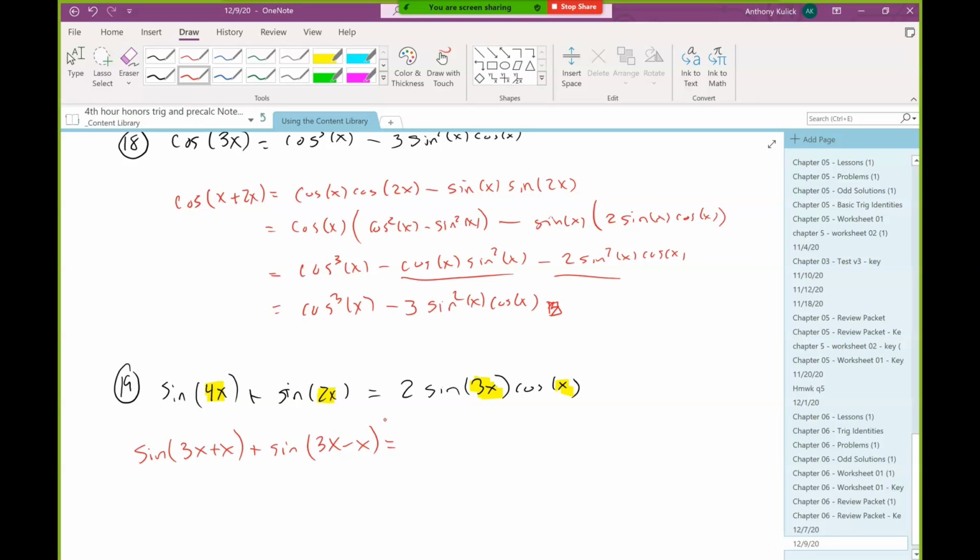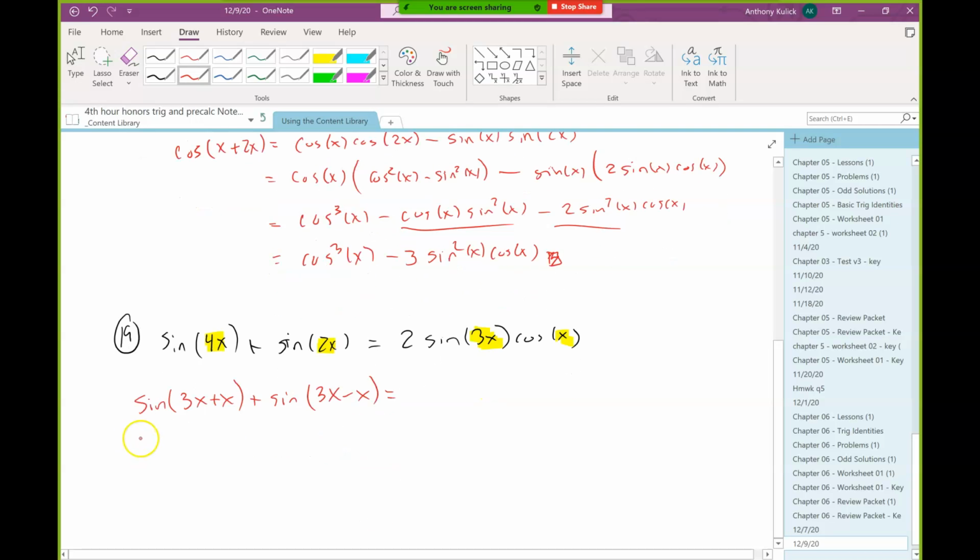Now, having not seen that trick before, in terms of knowing how to break up the 4x and 2x, it would have been kind of tough to come up with that. But having done that, now we should be able to weasel our way through this. Go back and just double check my angle sum formula for sine, just so I don't make a boo-boo here.